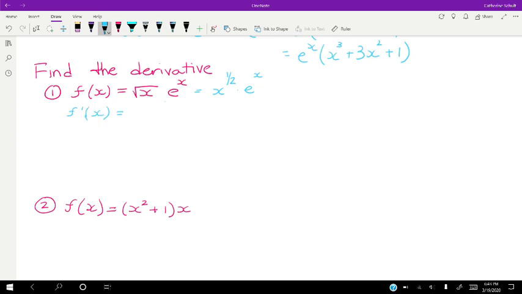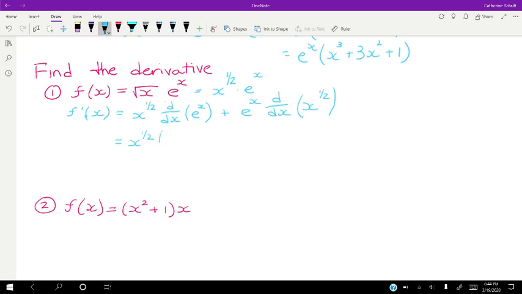Okay, so f prime of x, we can write the first function. I'll switch it up because with the product rule, order doesn't really matter. Take the derivative of the second function, and then second function times the derivative of the first function. All right, and then we simplify.